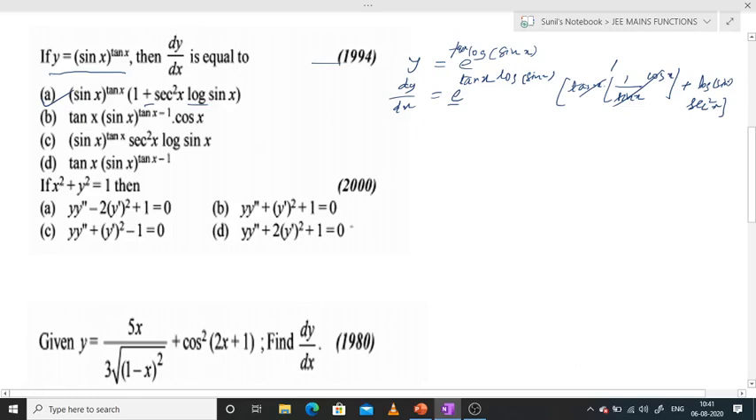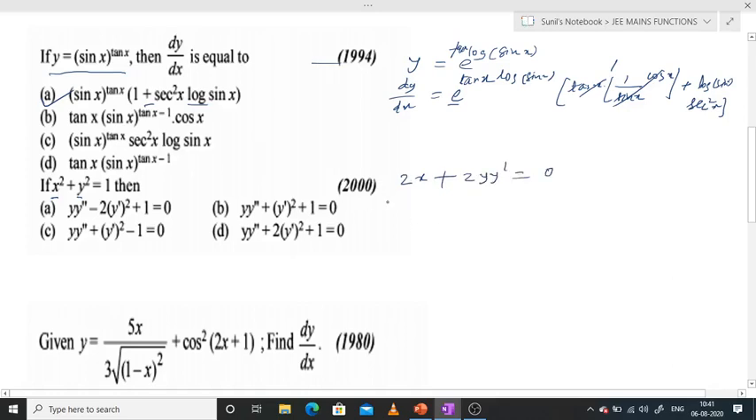So like this we can solve it in 1 or 2 lines. Now x square plus y square equal to 1. I want the differential equation. You need not have any x terms over here. So that means you just need to differentiate 2 times. You apply differentiation, you get 2x plus 2y, y dash is equal to 0.